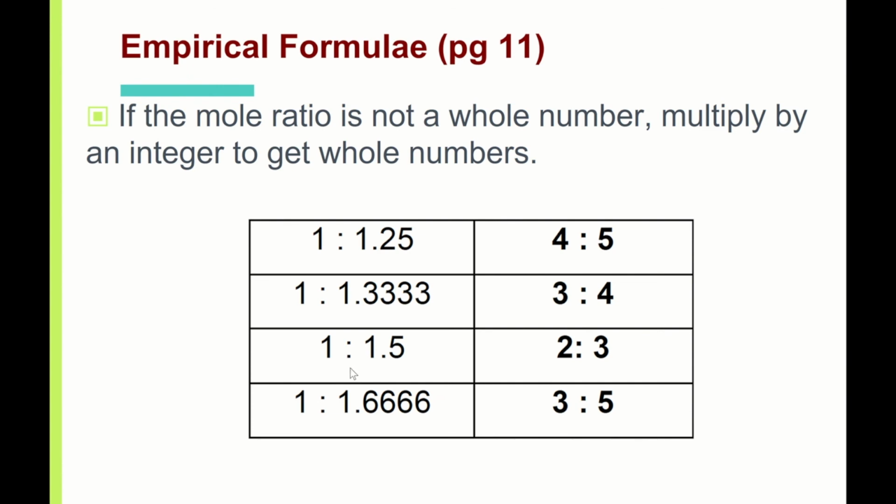Okay, if I ask what is the simplest ratio, you will tell me it's 2 is to 3, right? You wouldn't tell me it's 1 is to 1. Why? Because 1.5 rounded down is not very correct, and rounded up is also not very correct. So what you do is you multiply to get 2 is to 3.